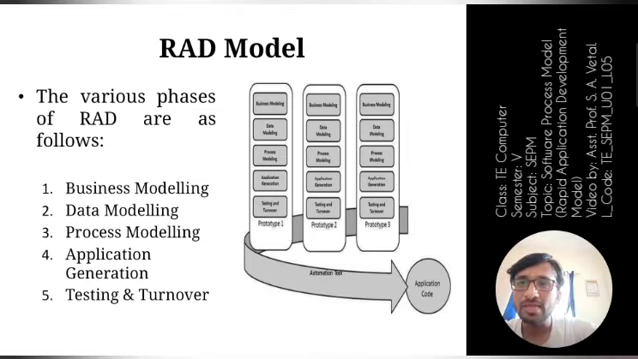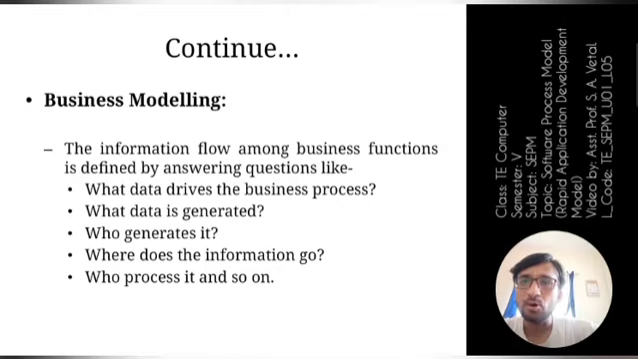So what are the phases that can be carried out in the rapid application development model? Those phases are business modeling, data modeling, process modeling, application generation, and the fifth is testing and turnover. What kind of tasks are performed in each phase, we will discuss in the coming slides. So let us start with the first, business modeling.